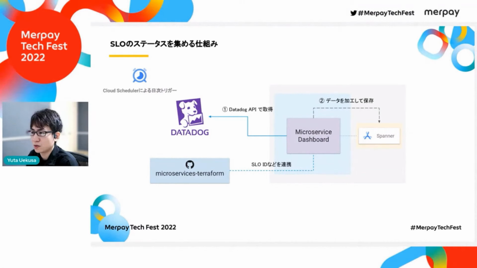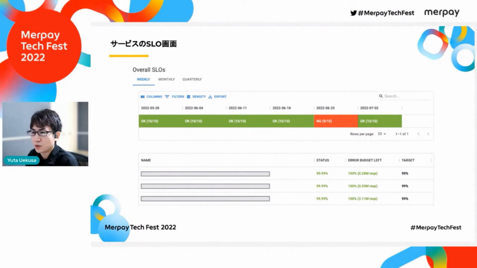Here is a visualization of the data collected in this way. It shows the SLO history of the microservice and the SLO status of each monitor. The history can be checked on a weekly, monthly, and quarterly basis, making it easy to see whether the SLO has been maintained for that period of time.